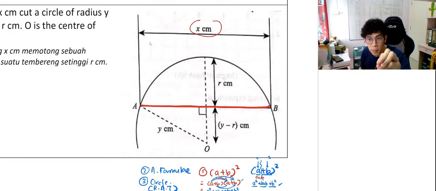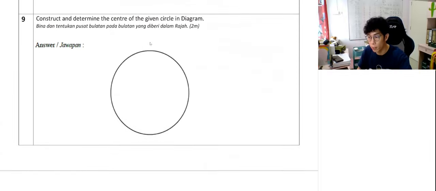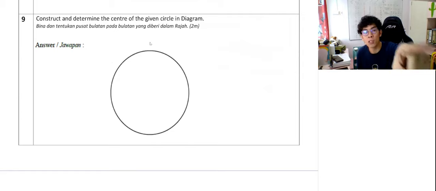I'm going to stop this question for a while. I suddenly go into this question. If you follow my YouTube, I remember I said this question beforehand about constructions. Look at this question 9. Later we'll go back, because the idea from here on: construct and determine the center of the circle in the diagram. In the YouTube video, I mentioned this before.